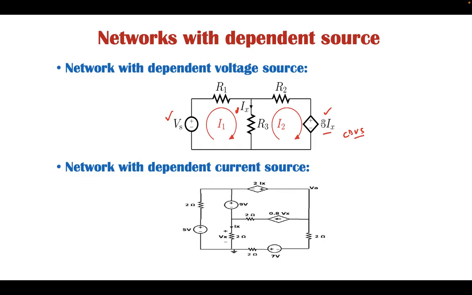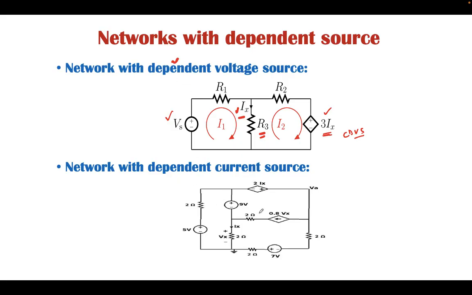Now the magnitude of this voltage depends upon this current Ix, which is flowing in R3. Hence, if R3 changes or this Ix changes, the magnitude of this voltage source will change. That is why this is known as a dependent source.